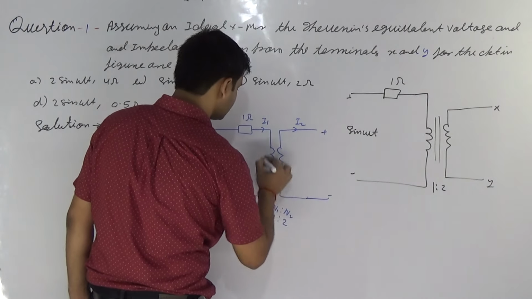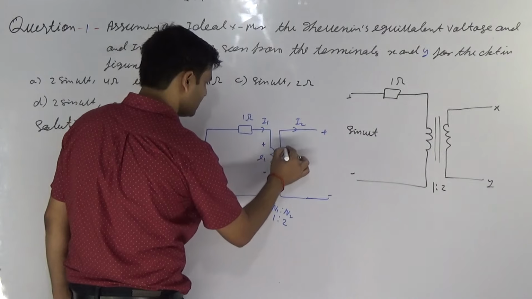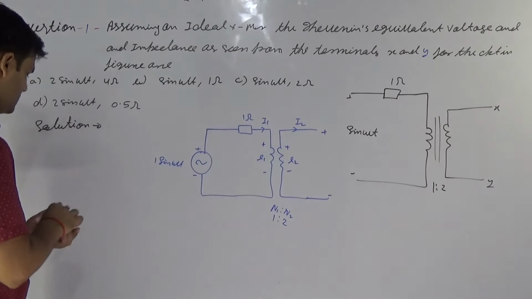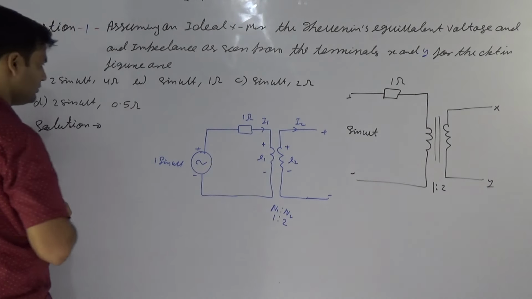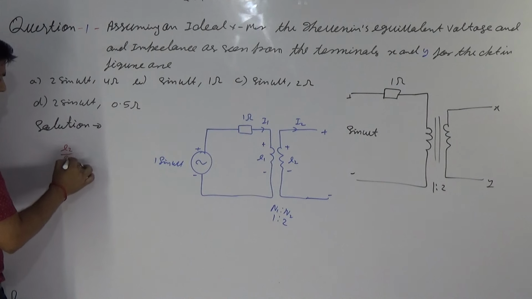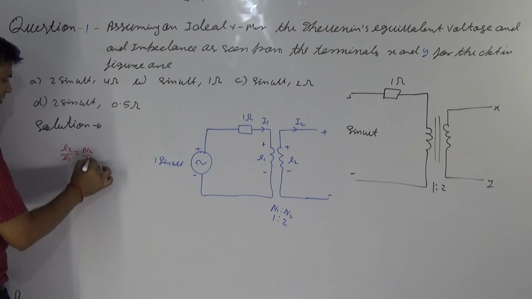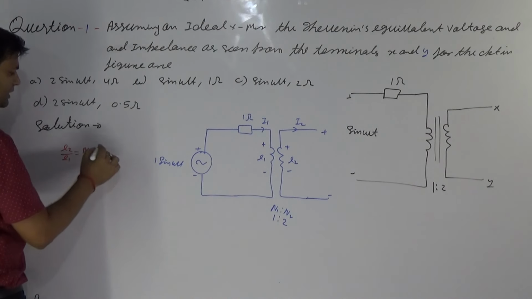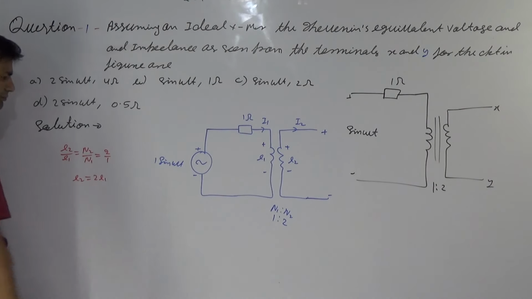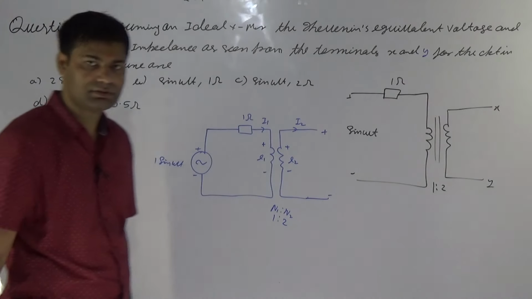Voltage across this is E1, this is E2. According to the transformer, E2 divided by E1 will equal N2 by N1. Everyone knows that. This is 2 by 1. E2 will equal 2 times E1. Any doubt?